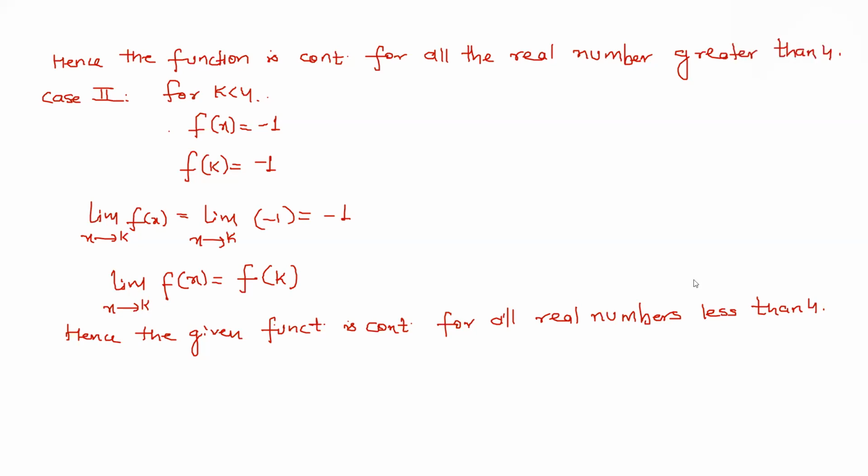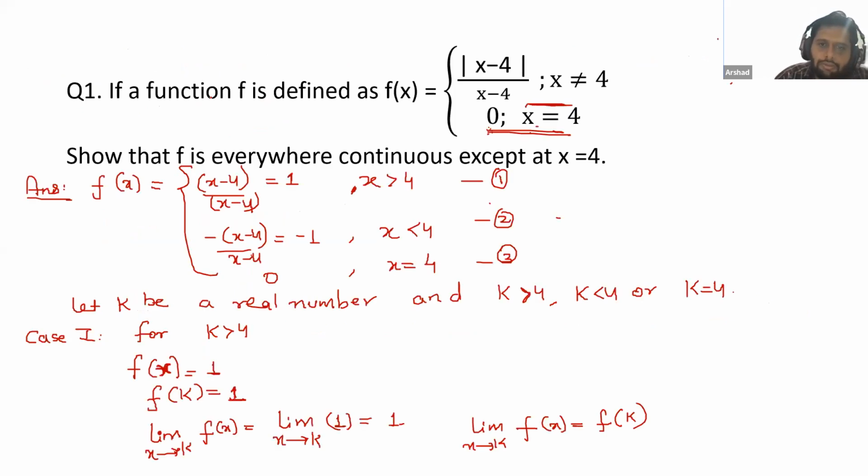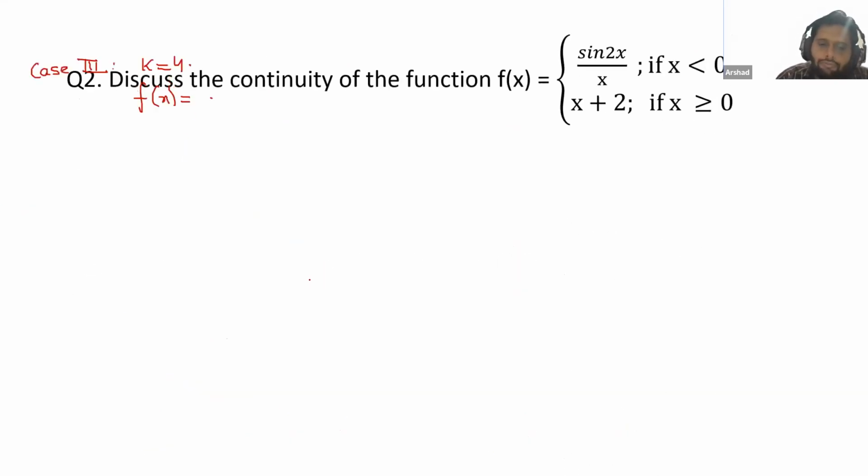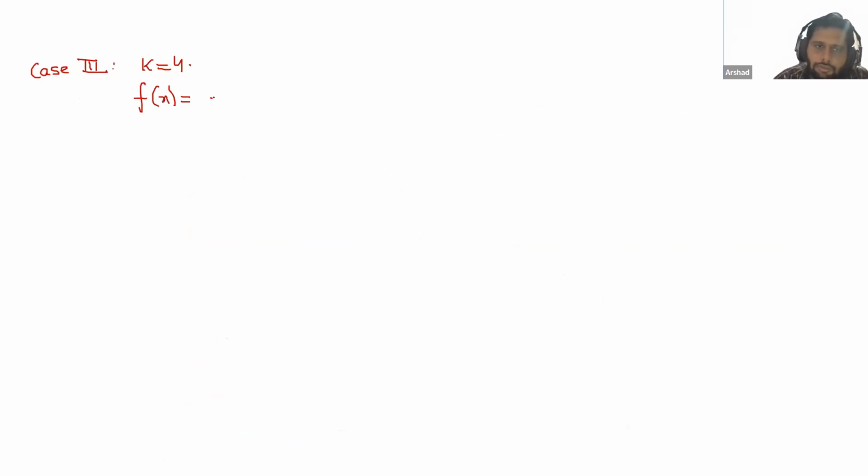Okay, I hope everyone has completed this. Now we will check for the third one. Case third is k equal to 4. So now we will check for k is equal to 4. What value will f(x) take? Noma, can you tell me what value f(x) will take here for the third part? 0. Okay, it is given that for x equal to 4, f(x) is 0. So we will take this one.